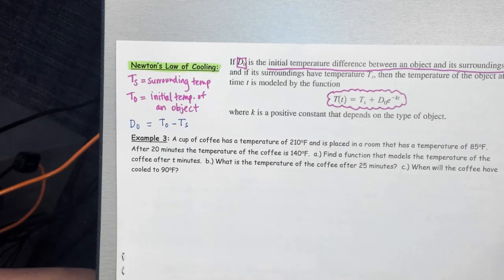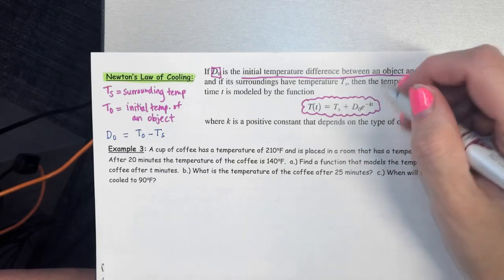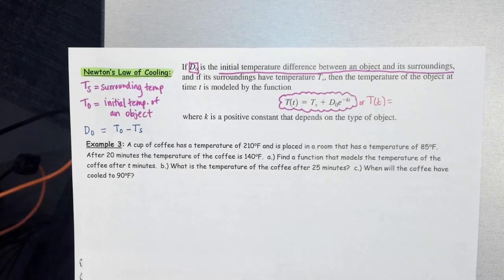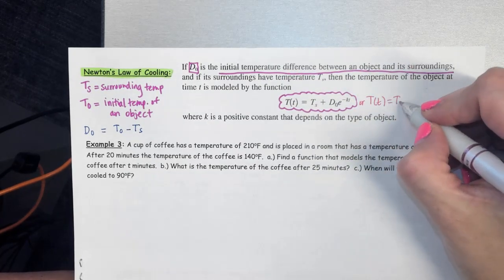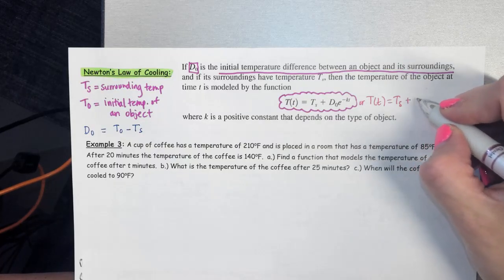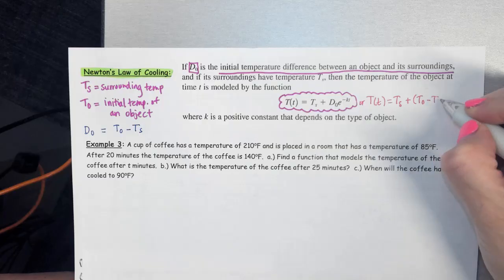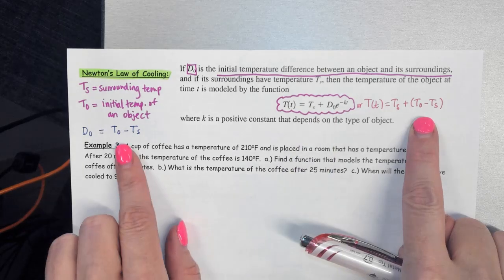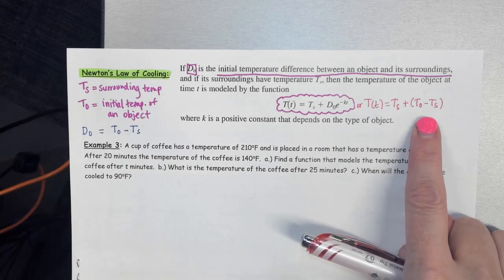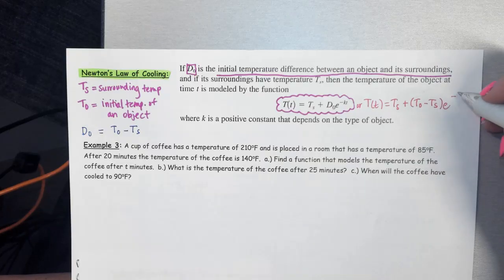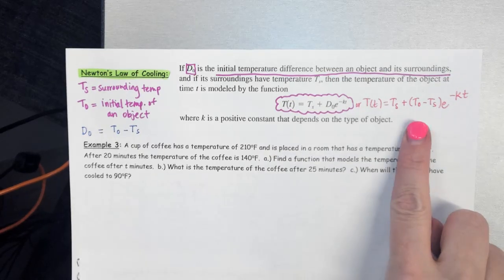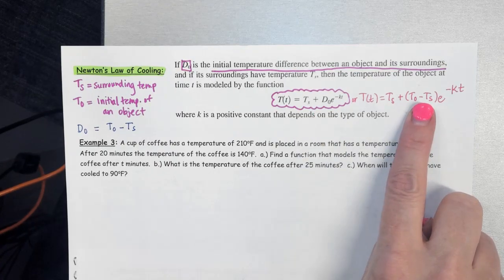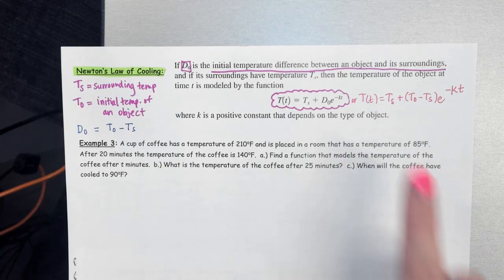So I think it's helpful to think of your equation as T of t equals T sub S plus T sub 0 minus T sub S. So we're going to substitute. If D sub 0 is initial minus the surroundings, we're going to plug that right in there, and then e to the negative kt. In fact, in some textbooks, they show you this. They don't even have that value. Okay, so that is what your D sub 0 means.